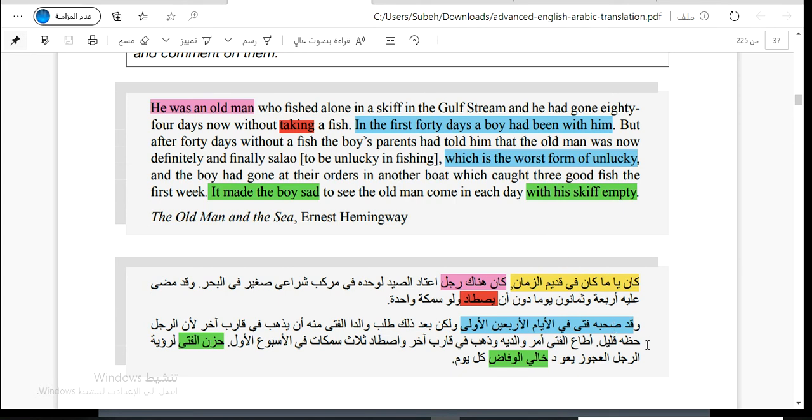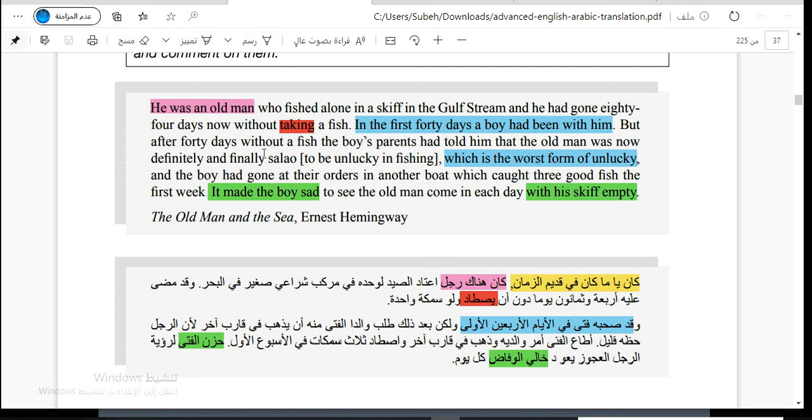So here it doesn't start with في اليوم الأربعين, in the first في أول 40 يوم ولد كان معه, no, but وقد صحبه. The translator made some adaptation. We can call this a free translation. وقد صحبه فتى في الأيام الأربعين الأولى. He didn't say ولد, إنما فتى. وقد صحبه فتى في الأيام الأربعين الأولى. Okay.